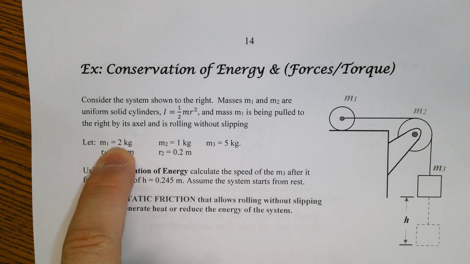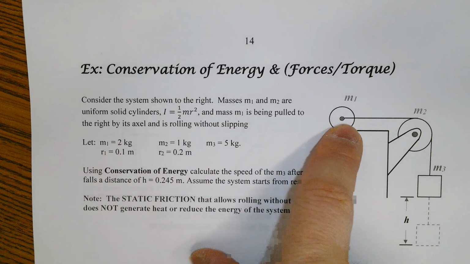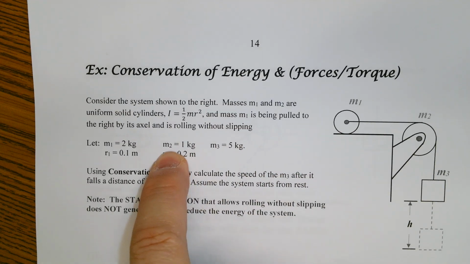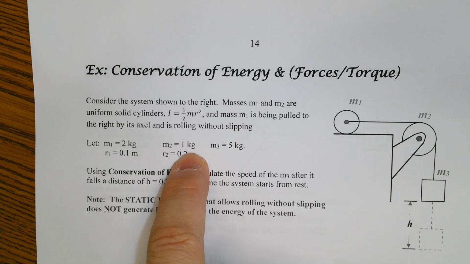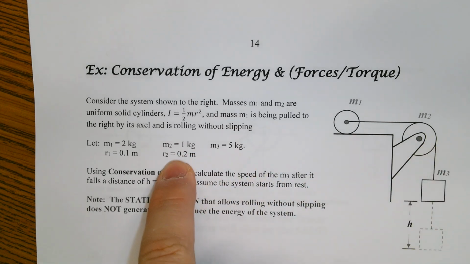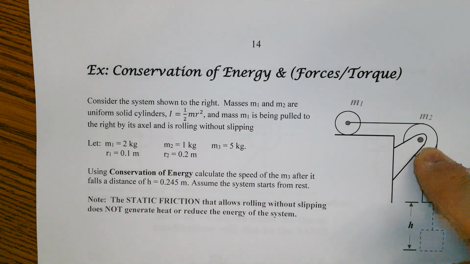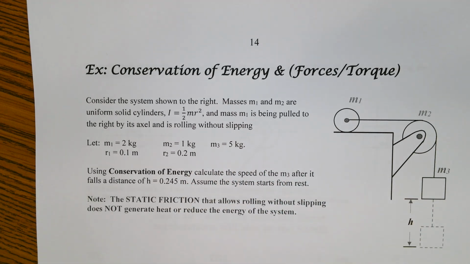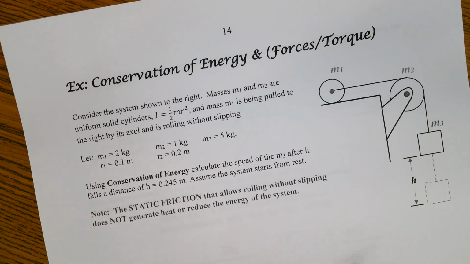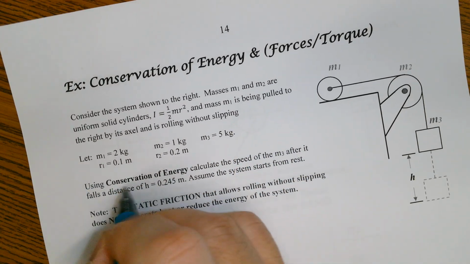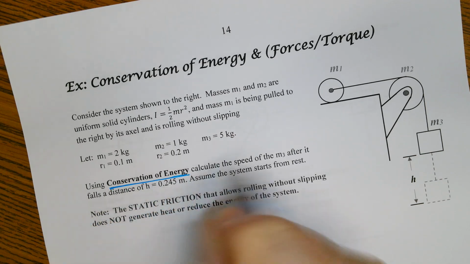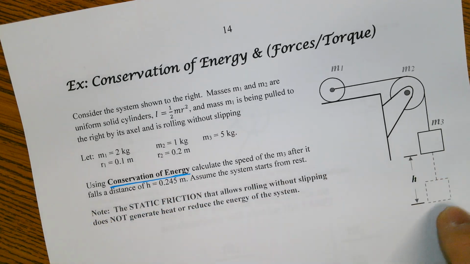So let M1 be 2 kilograms. So this is 2 kilograms. R1 is 0.1. M2 is 1 kilogram. And R2 is 0.2 meters. M3 is just 5 kilograms. All right. So we can start by using conservation of energy to calculate the speed of M3 as it reaches down here.